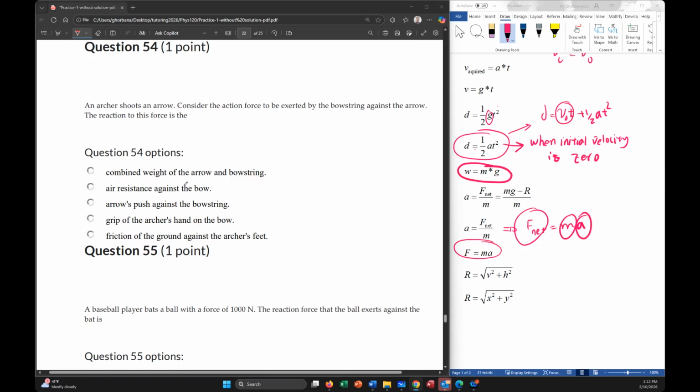54. An archer shoots an arrow. Consider the action force to be exerted by the bowstring against the arrow. The reaction to the force is, okay, this is the definition of Newton's third law of motion. Action and reaction. So which one do you think is the right answer? Combined weight of the arrow and bowstring, air resistance against the arrow, the arrow pushes against the bowstring, grip of the archer's hand on the bow, or friction of the ground.